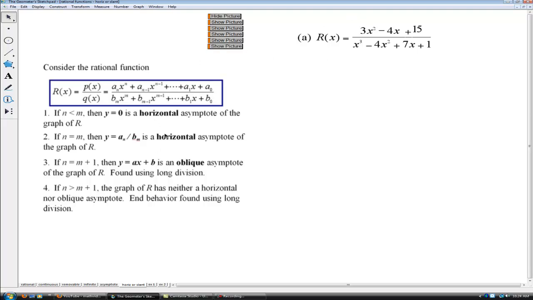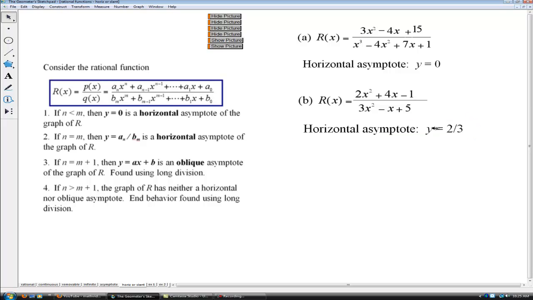Now remember, we're only looking for horizontal or slant asymptotes. My degree of the numerator is 2, degree of the denominator is 3. That tells me that we have case 1 here, and our horizontal asymptote will be at y equals 0. That's the x-axis. In this example, we have the same degree, numerator and denominator. So that's case 2 here. If n equals m, then our horizontal asymptote will be 2 over 3. So there will be a horizontal line going through the y value 2/3, and that will be our horizontal asymptote.